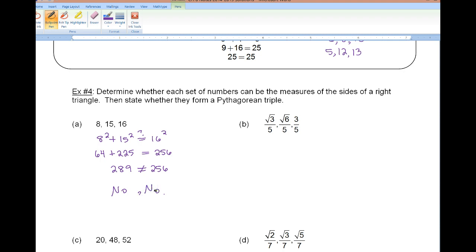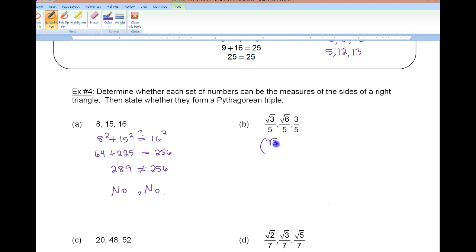Basically, there's going to be two answers for these. One part is determine whether they can form a right triangle. If the first answer is no, then the second answer is automatically no. Because if it's not even going to form a right triangle, it cannot be a Pythagorean triple. How about the next one?